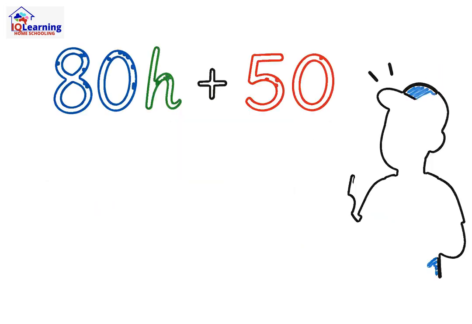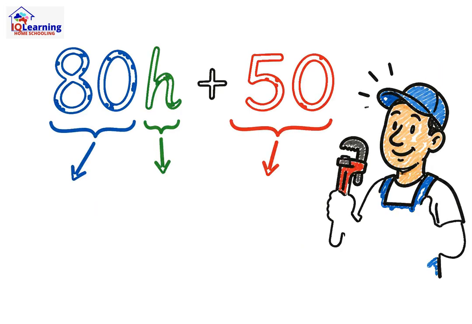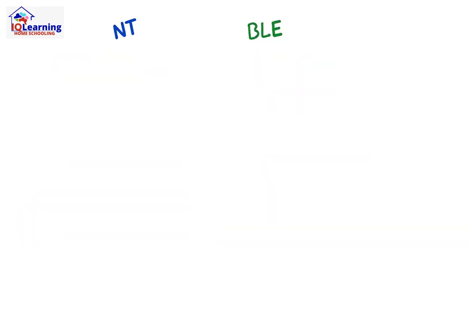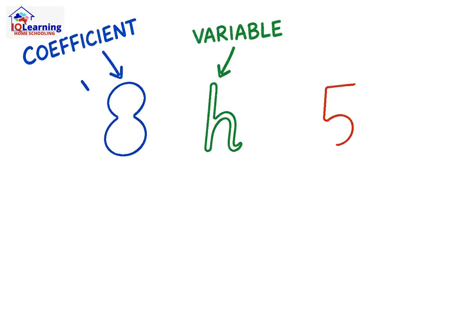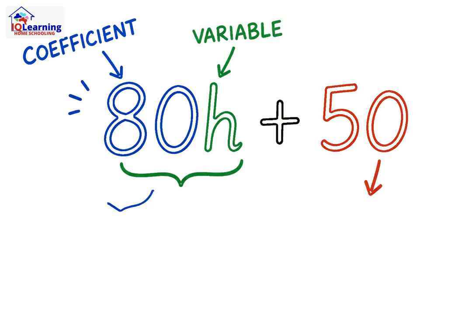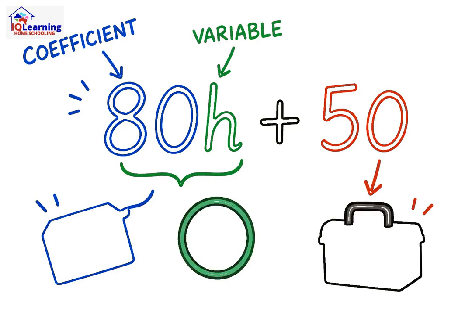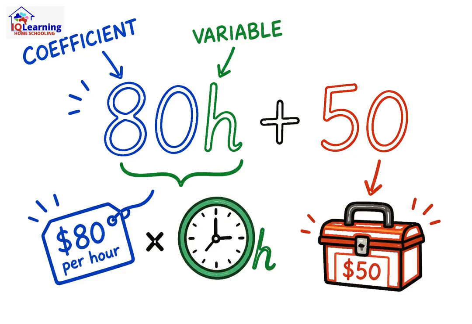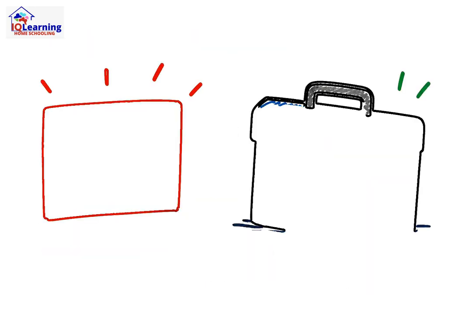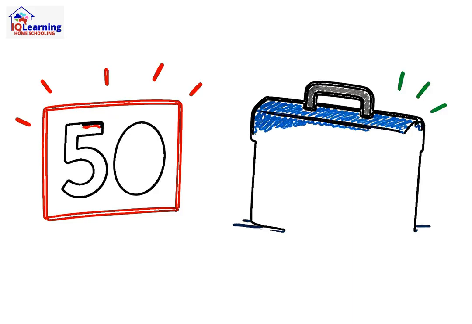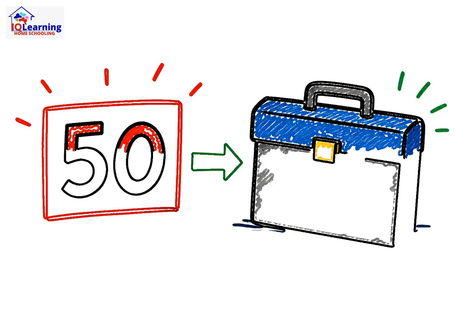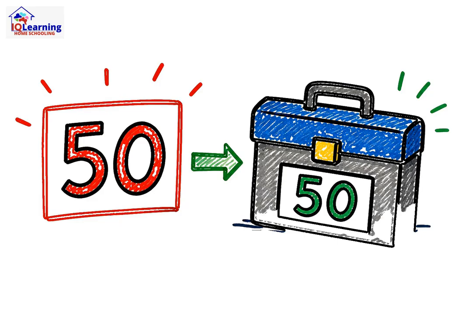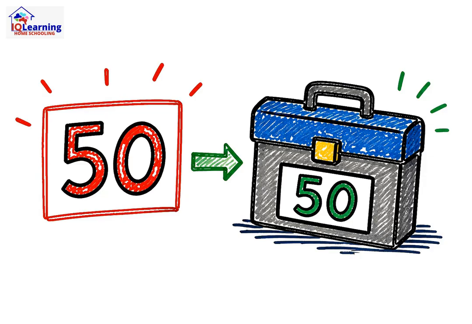Every part of an algebraic expression has a name, a function. Take a plumber's fee, 80h plus 50. The letter h is the variable. It represents the hours worked. The number attached to it, 80, is the coefficient. It tells you how many. In this case, $80 per hour. The number standing alone, 50, is the constant. It's the fixed call-out fee that never changes. And a quick secret, if you just see a variable by itself, like x, its coefficient is an invisible 1.